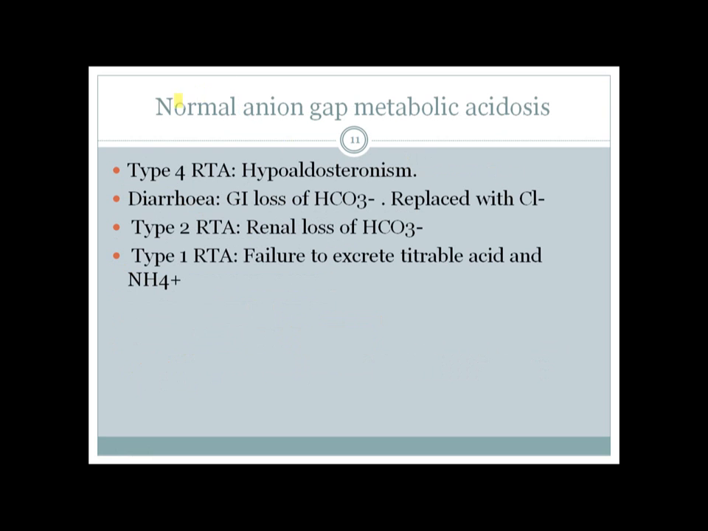And then we can actually know some other causes of normal anion gap metabolic acidosis apart from hypoaldosteronism and diarrhea, which are type 2 renal tubular acidosis and type 1 renal tubular acidosis. In type 2 renal tubular acidosis, there is increased renal loss of bicarbonate like that of diarrhea, and in type 1 renal tubular acidosis, there will be failure of excretion of titratable acid such as phosphoric acid, and also failure of excretion of ammonia. You just remember the facts.